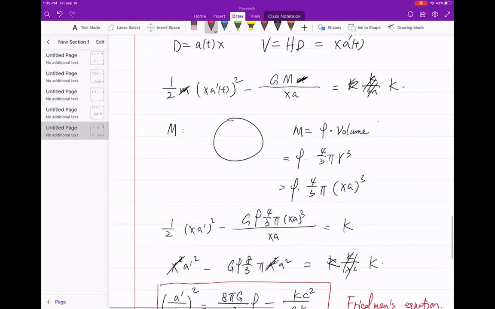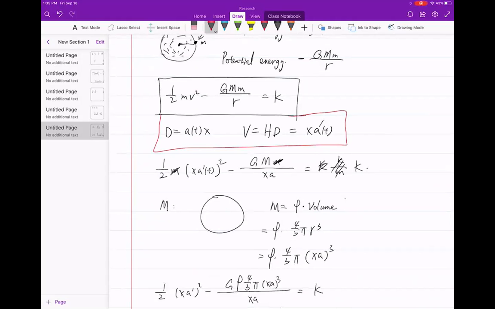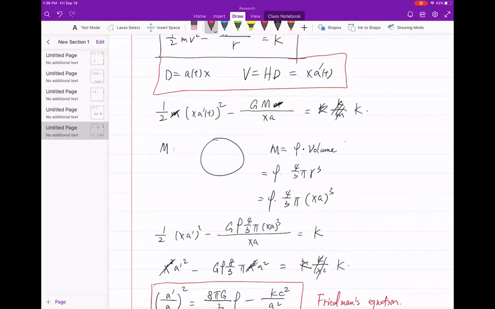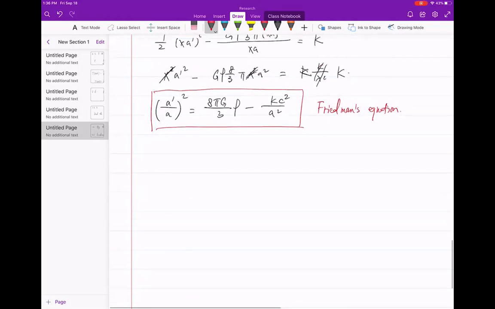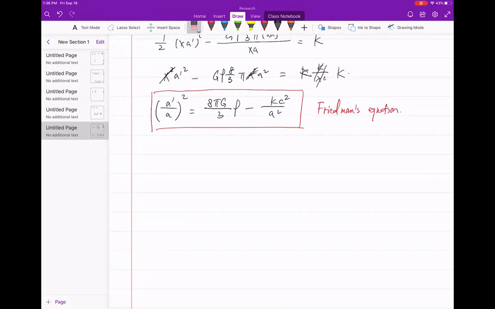That comes from the conservation of energy and these two simple facts: D equals a x and V equals x a prime. Sounds good? All right. K c squared over a squared. Yes, okay. Should be actually just, let's just use K. Doesn't really matter. Oh, sorry, K over a squared. Everything makes sense so far?